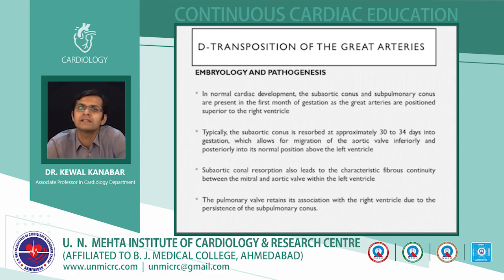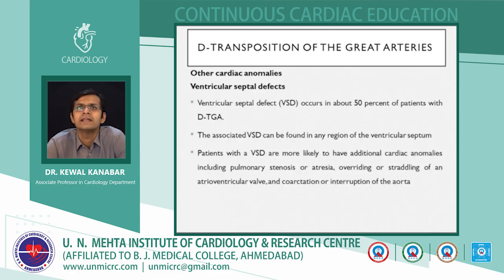The pulmonary valve retains its association with the right ventricle due to persistence of the subpulmonic conus. Now, in TGA, we have seen that the subaortic conus persists and the subpulmonic conus gets resorbed. Additionally, these patients have VSDs. 50% of patients with TGA have VSDs, and it can be found anywhere. It can be a muscular VSD, membranous VSD, inlet VSD, or perimembranous VSD. Patients with VSDs will be those who have complex TGAs, and they may have additional pulmonary stenosis or atresia.